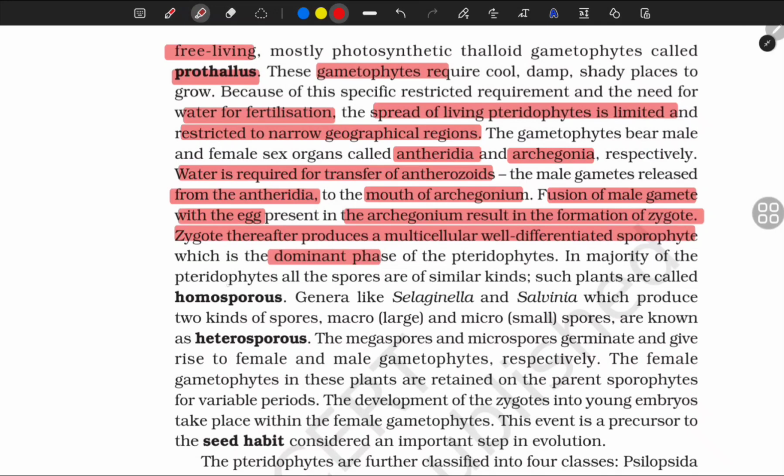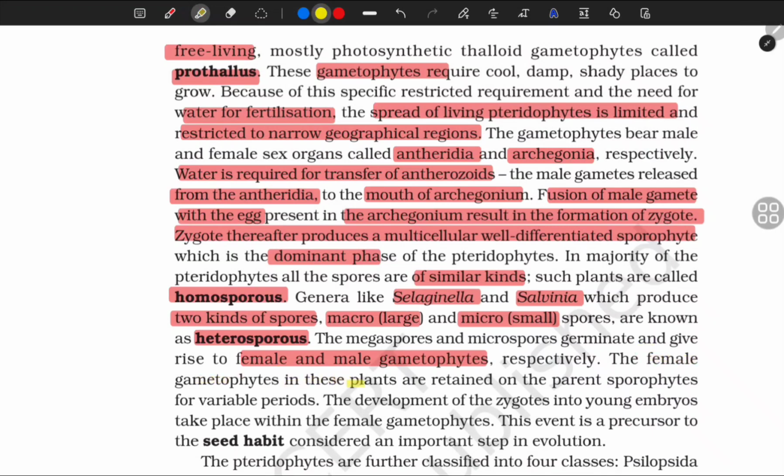In the majority of the pteridophytes, all the spores are of similar kind. Such plants are called homosporous. Genera like Selaginella and Salvinia, which produce two kinds of spores, macro (large) and micro (small) spores, are known as heterosporous. The megaspores and microspores germinate and give rise to the female and male gametophytes, respectively.